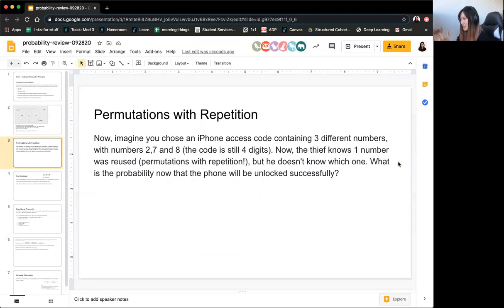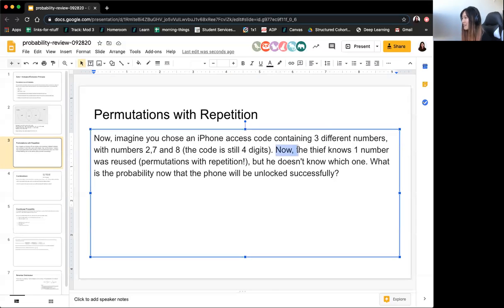In this sub-question, your iPhone access code has 3 different numbers: 2, 7, and 8. And the thief knows that one number was reused. I think they set it up by saying your fingers were greasy, so you have fingerprints on 3 numbers: 2, 7, and 8. Therefore the thief knows you have a 4-digit code, but only the numbers 2, 7, 8 are used. So one of the numbers was reused, but they don't know which one. What is the probability that the phone will be unlocked successfully? I think in this problem they also say that you have 5 tries to unlock the phone. And so the numerator straight away will just be 5.